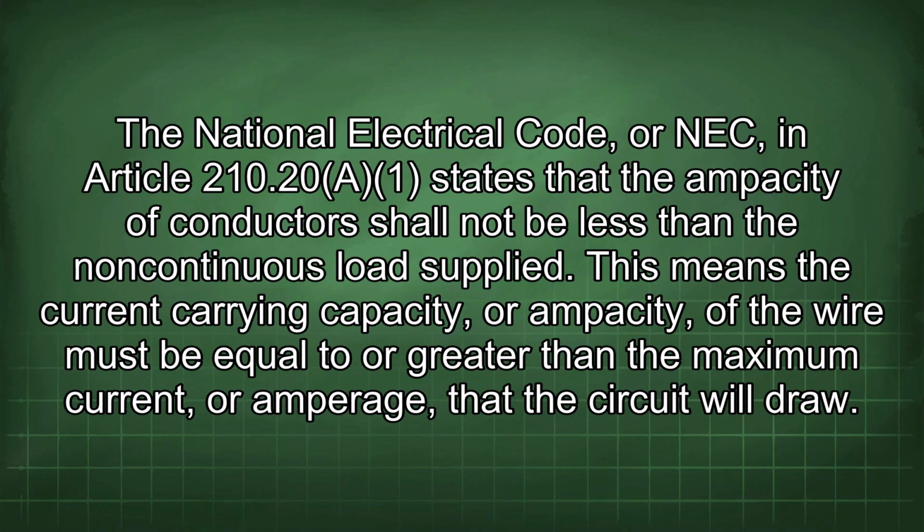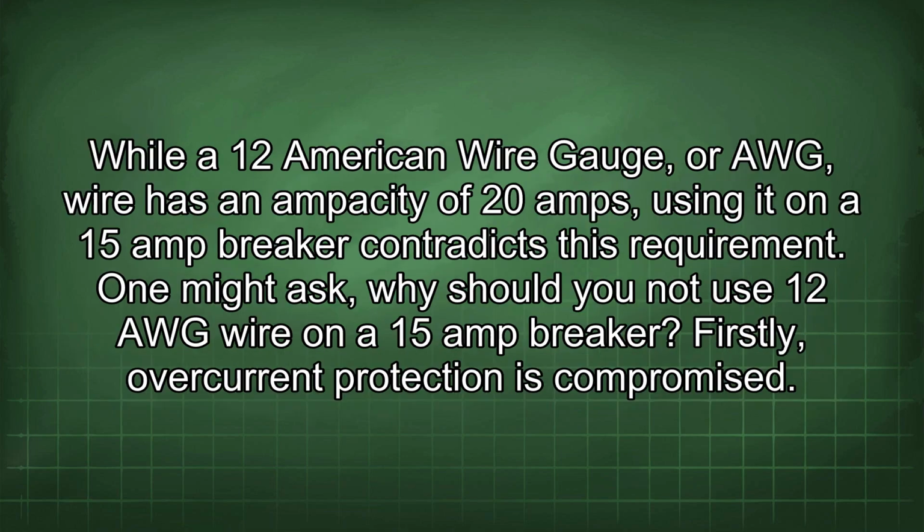The National Electrical Code, or NEC, in Article 210.20(A) states that the ampacity of conductors shall not be less than the non-continuous load supplied. This means the current carrying capacity, or ampacity, of the wire must be equal to or greater than the maximum current or amperage that the circuit will draw. While a 12 American Wire Gauge, or AWG, wire has an ampacity of 20 amps, using it on a 15 amp breaker contradicts this requirement.